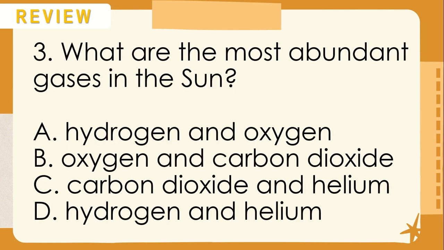Number 3. What are the most abundant gases in the sun? A. Hydrogen and oxygen. B. Oxygen and carbon dioxide. C. Carbon dioxide and helium. D. Hydrogen and helium.